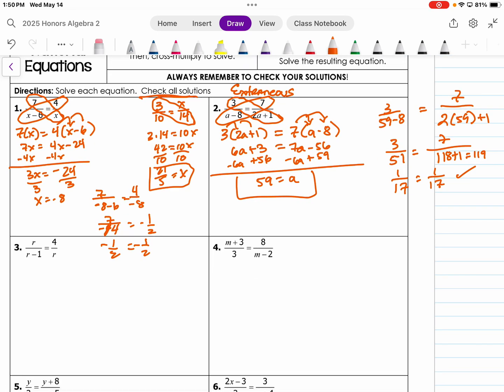Now, sometimes we have one answer choice. Sometimes we have more than one answer choice. Is it okay for me to zoom in on number 3? Or does anybody need number 2 anymore? All right, number 3.